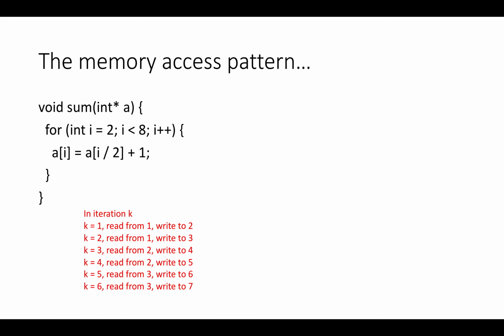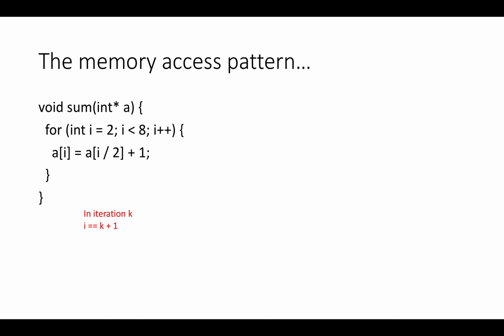Now let's apply our dumb checking-every-iteration algorithm to find all the read-write memory dependencies. Also just remember, in general, as in the past loop, the value of i at iteration k is k plus 1. So in the first iteration, i is 2. In the sixth iteration, i is 7.